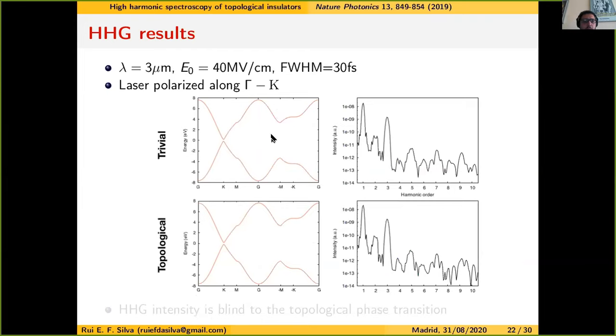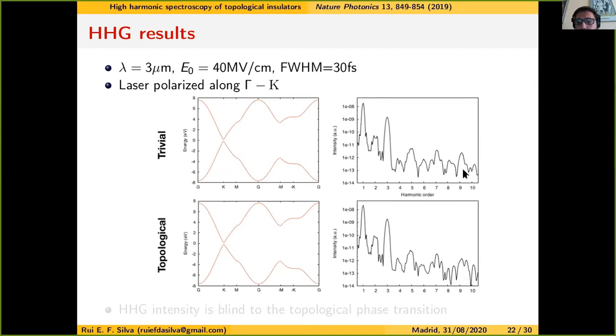So we have done some numerical calculations. We have used 3 microns and 40 megavolts per centimeter, and we have used a linear laser polarized along the gamma k. So it's polarized along the y direction, okay? If you see the trivial and the topological case, the band structures are almost identical.